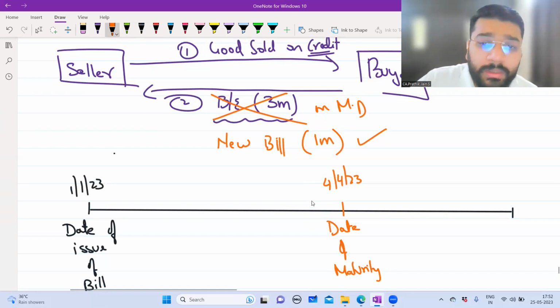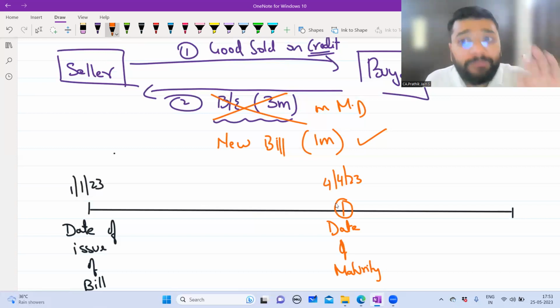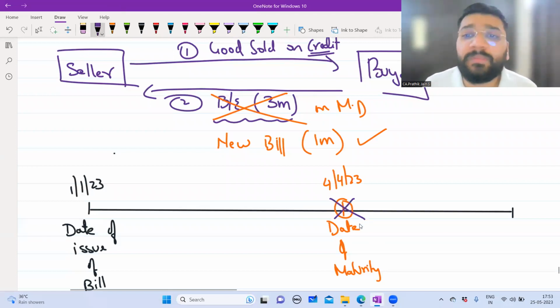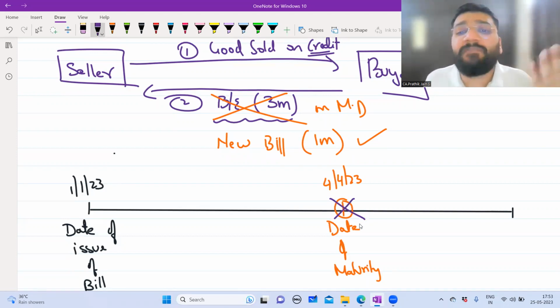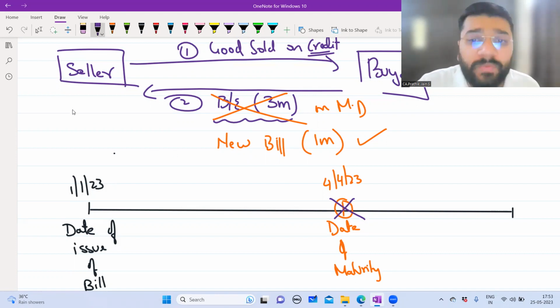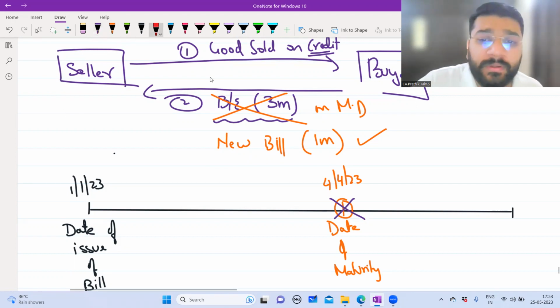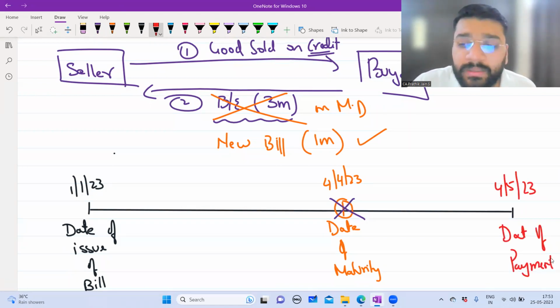Which means, guys, on this date the seller is supposed to receive the money. Unfortunately, in this scenario, he is not in a position to receive the money from the customer because the customer is running short of money. So the customer is asking to grant a further extension of, let's say, 1 more month. He is now willing to pay not on 4th April. He will now pay on 4th of May. 4th of May 2023 is the date of payment.